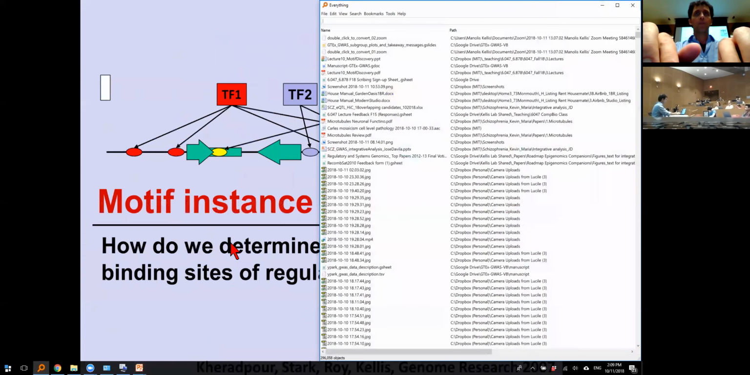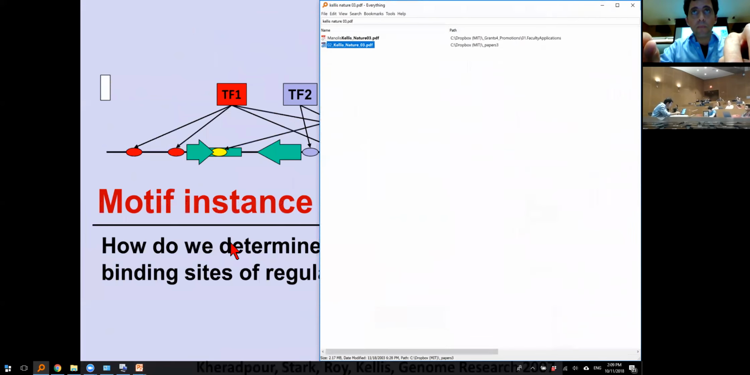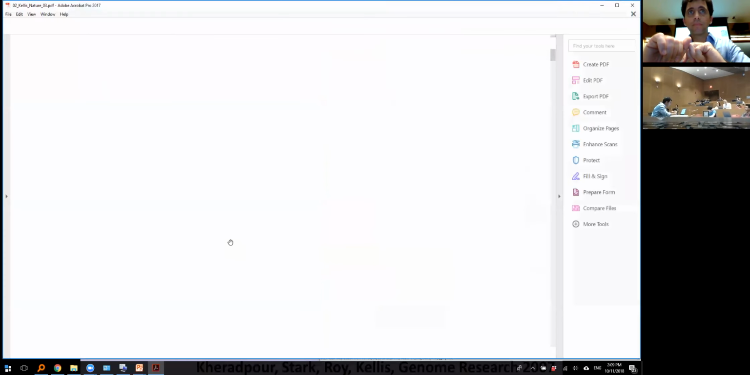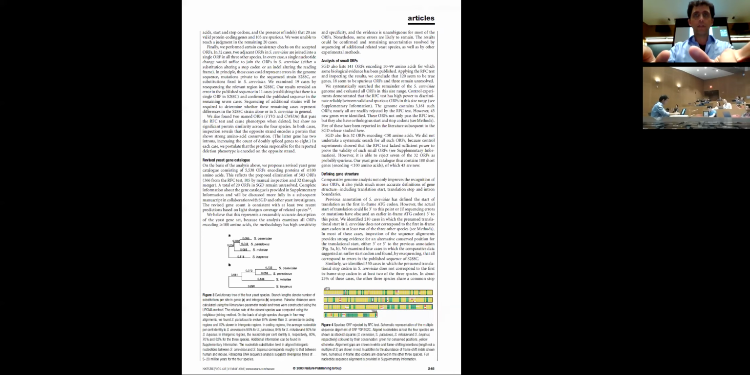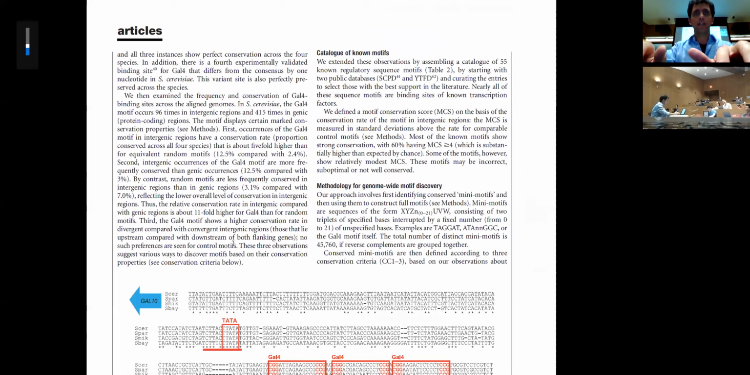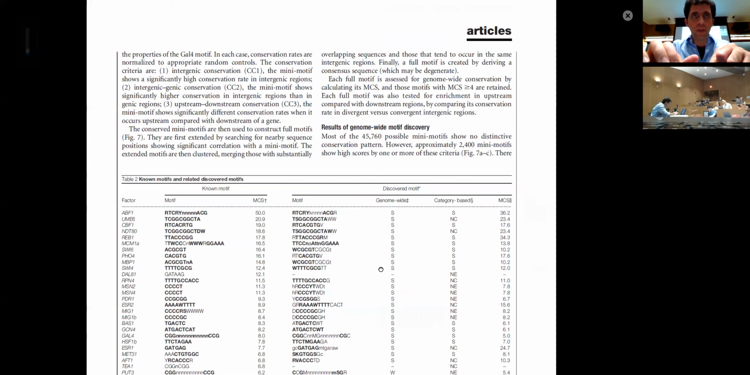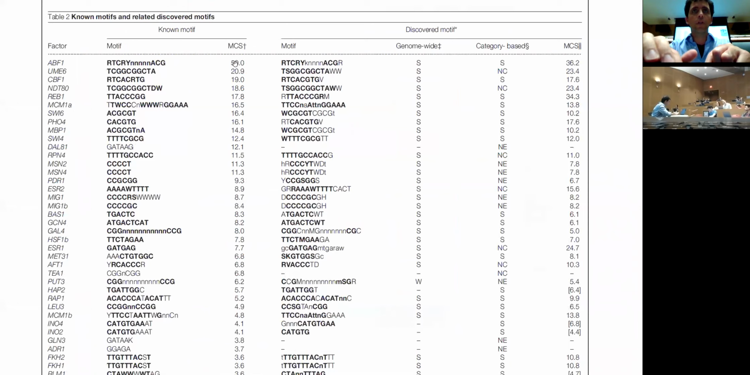So I did not have the, but gosh. So this is the actual paper. And here's the slide that's motivating the approach. And then I'll show you now the actual motifs. So this is what was discovered.